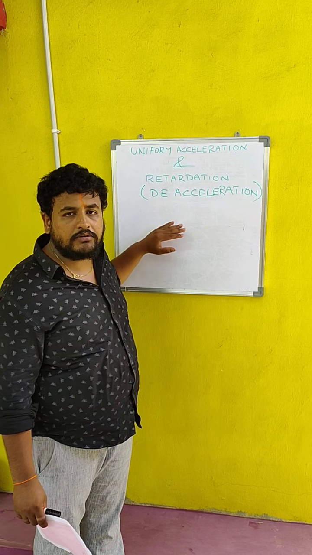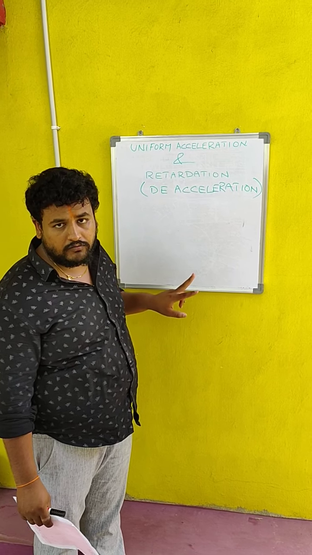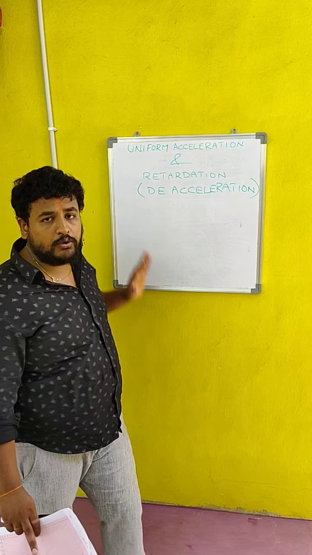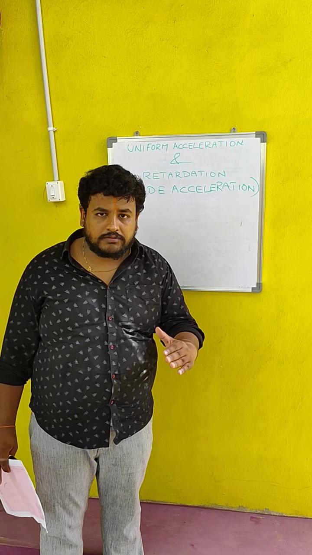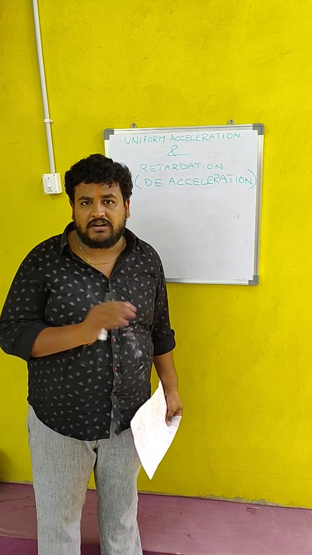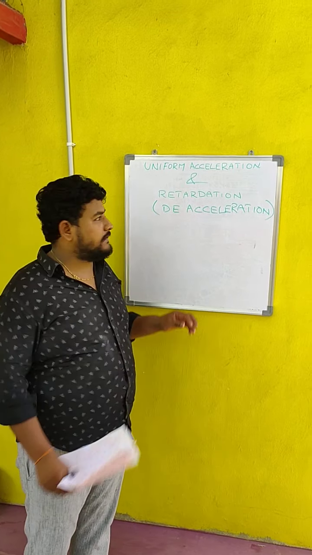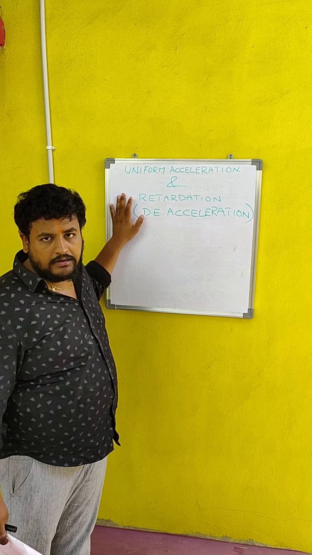Here, most of the time, students get confused with both the terms because both resemble each other: uniform velocity, and uniform acceleration and retardation. Here you should not get confused. Uniform velocity in the sense what? Velocity is nothing but displacement with respect to time. If displacement with respect to time takes place uniformly, it is called uniform velocity. If change in velocity takes place uniformly with respect to time, that is called acceleration.